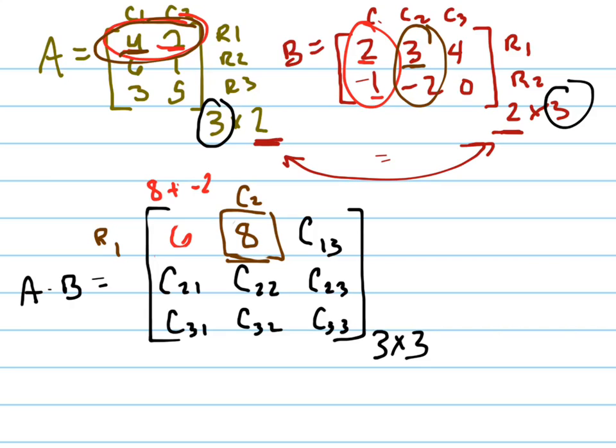Let's do just another random one. This would be row 3, column 2. Row 3, column 2 goes right there. That's why it's good to write them out, and just remember, rows are horizontal, columns are vertical. Row 3, column 2 is going to be 3 times 3, which is 9, minus 10, which is negative 1. So that's going to equal negative 1.